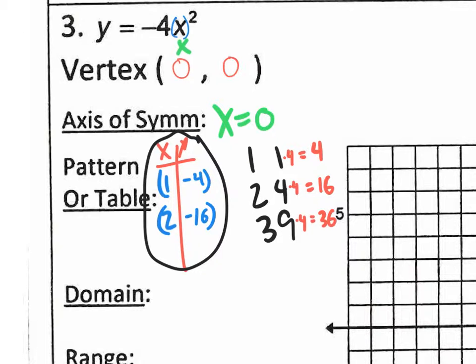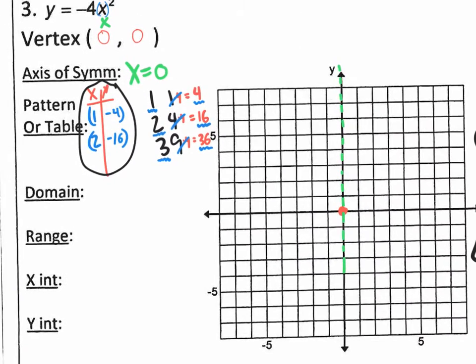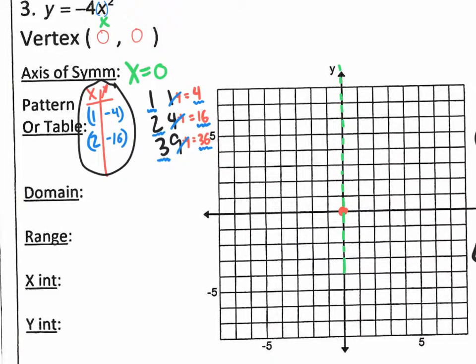All right, so let's understand that. The new pattern is 1, 4. The new pattern is 2, 16. The new pattern is 3, 36. You're going to go 3 over and 36 down. Obviously, you're not going to use that part of the pattern. That's way off the graph. Anyway, let's graph 0, 0. We already did the axis of symmetry. So it's up to you if you want to use the pattern or the XY table. Whatever you feel more comfortable with, go for it.